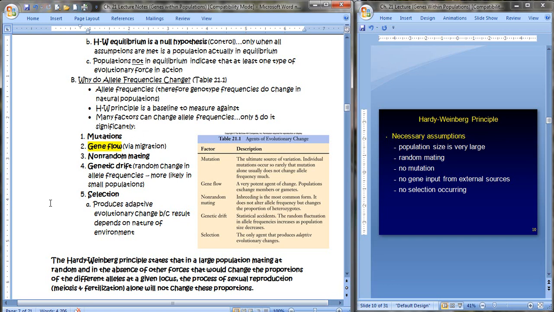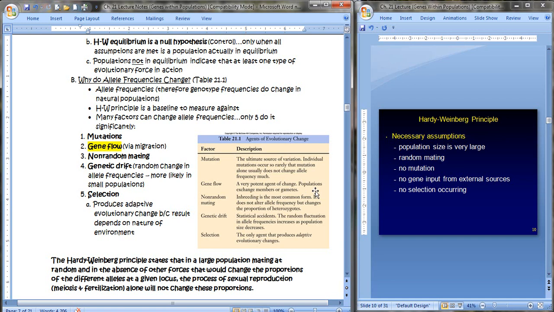Gene flow is a really important source of genetic variation. Populations here would exchange members or even gametes, and you might ask, well, how could you exchange a member? I could see that, immigration, emigration, but how do you only exchange gametes? Remember about pollen, and pollen flies through the air, and that's simply plant sperm, so that's one way to do that.